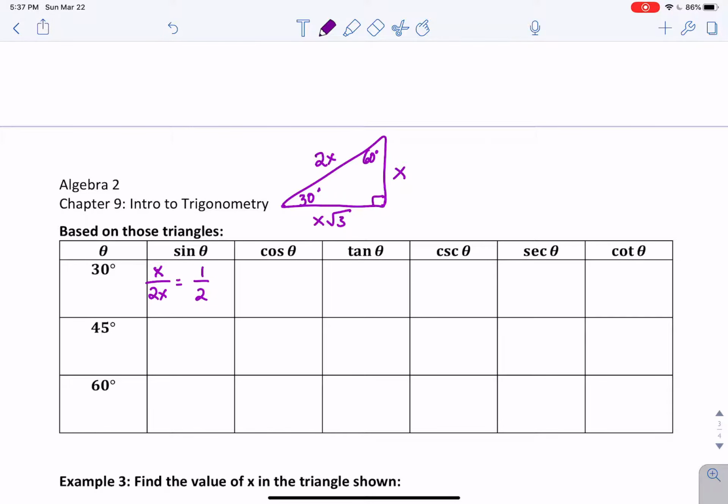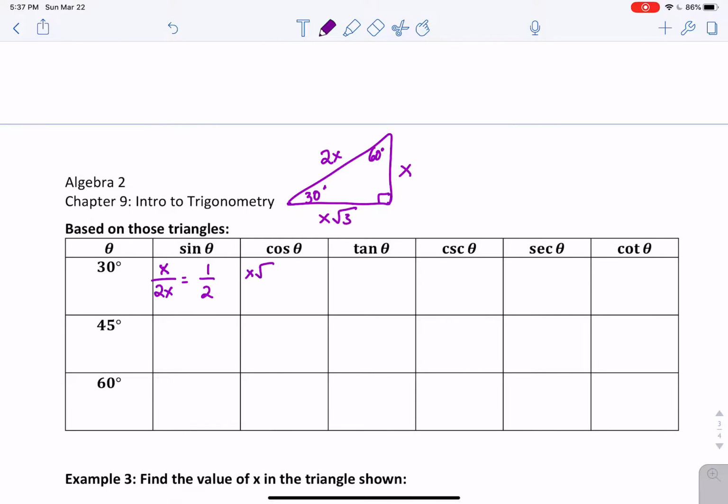For cosine, that's going to be adjacent over hypotenuse. Again, the x's will cancel, and you just get root 3 over 2. Tangent will be opposite over adjacent. X's cancel, you get 1 over root 3. For the cosecant, we take the sine and we flip that fraction around. So you get 2. Secant will be 2 over root 3. And cotangent will be root 3.